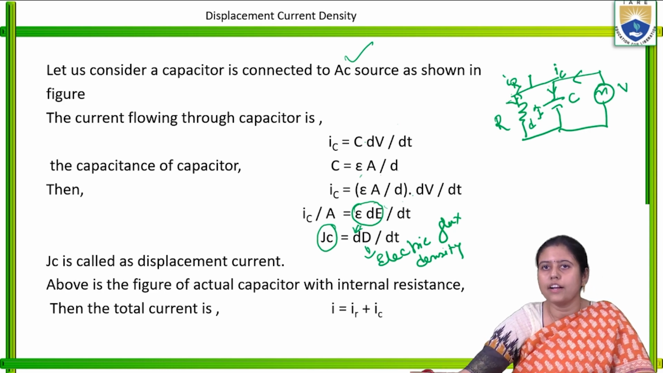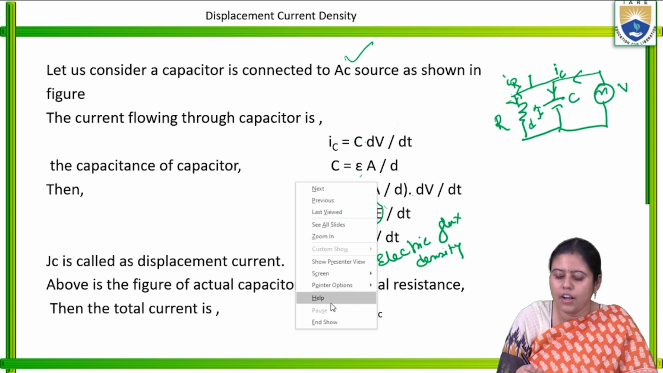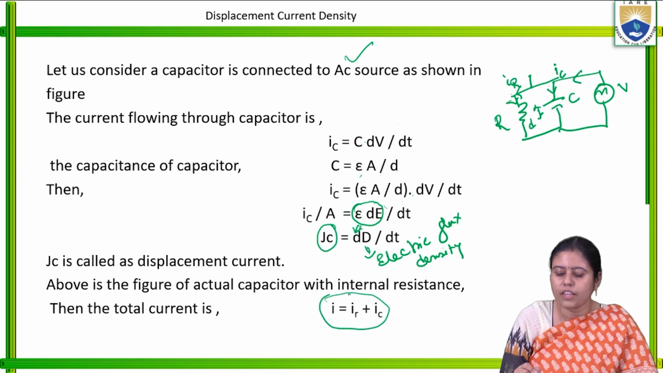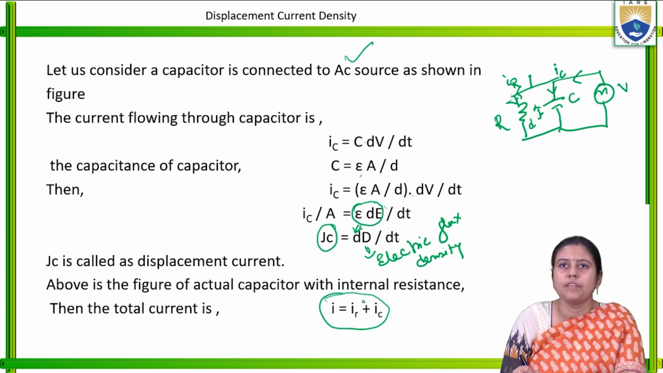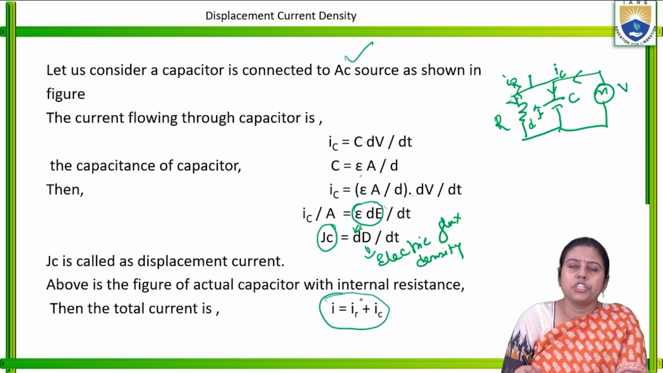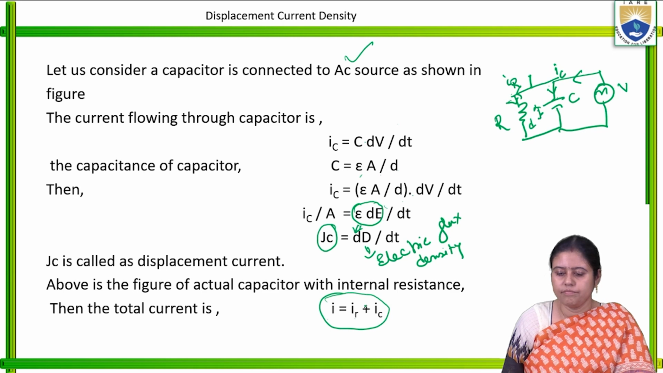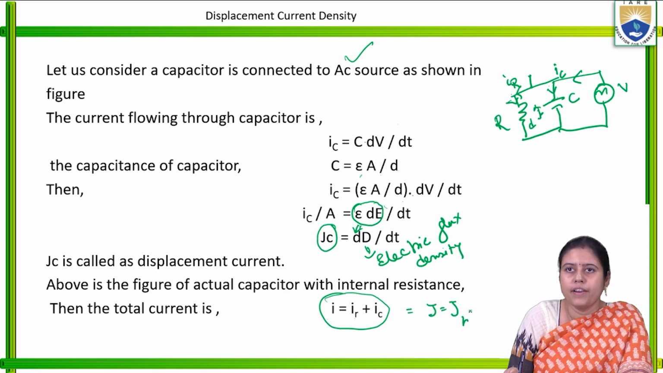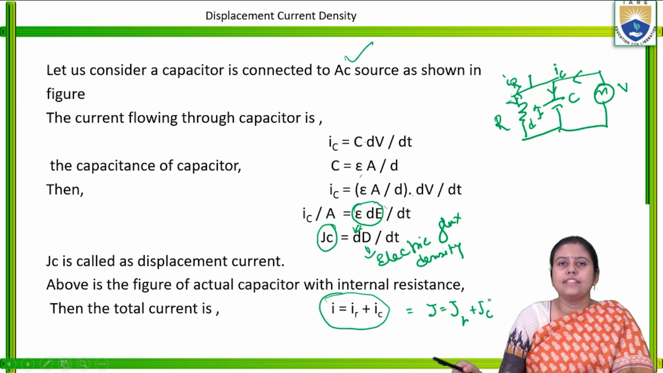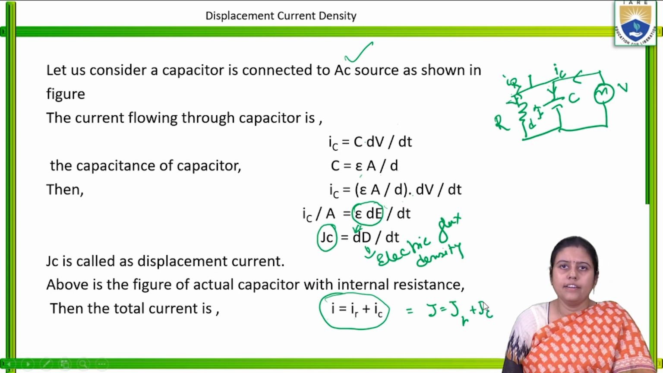So what is the total current? Total current I is equal to IR plus IC. So we got the main equation of the displacement current density. And if we divide it by A, we get J is equal to JR plus JC. JC is the displacement current density.